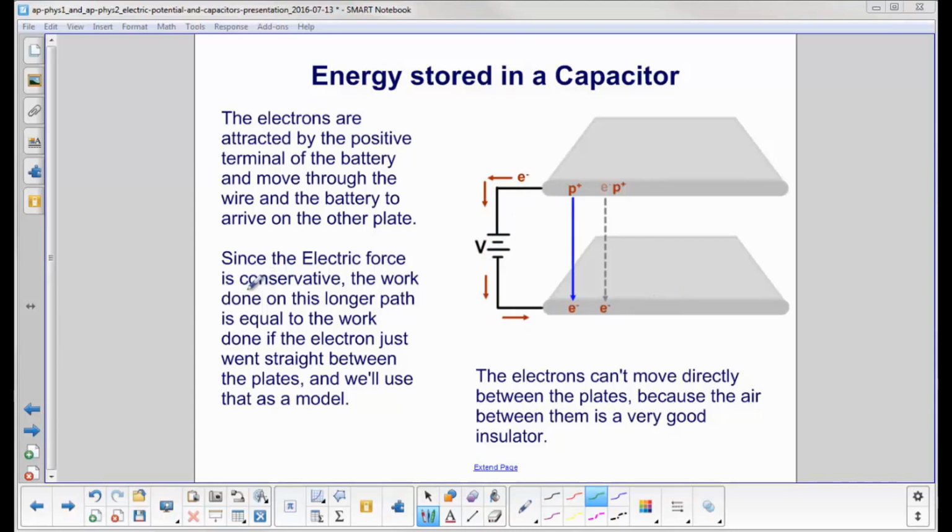The electric force is a conservative force, so the work done on this longer path here, as opposed to just going straight through here, is just the same, so we're going to use that as a model. And remember, the electrons can't move directly between the plates. You have all this air here that's insulating it and not letting the electrons go, so we have this wire connected to a battery, to another wire, to the other plate to let the electrons flow.